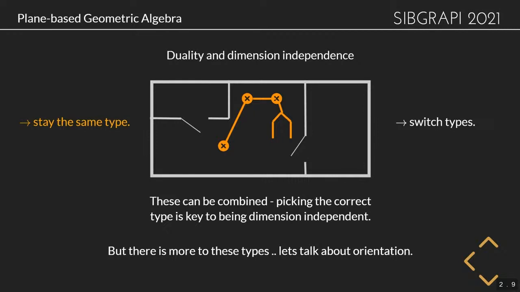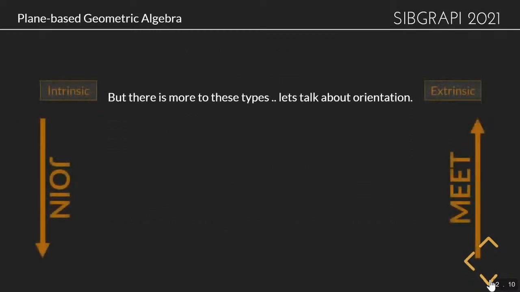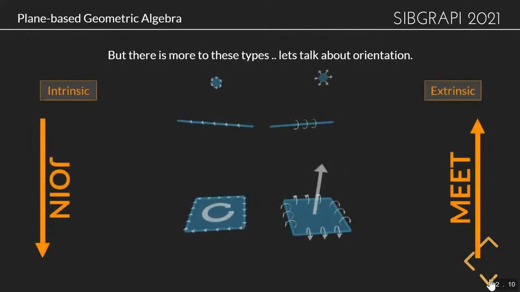And I know what you're thinking: "Yeah, I'm just going to work in three dimensions, so it's not going to make a difference for me, and I don't need these two types of approaches." But there's actually more to it. And to find out what, we will have to take a closer look at orientation. And so let us first define what we actually mean by orientation, because there are two completely different types of orientation. One is extrinsic orientation and the other is intrinsic orientation.